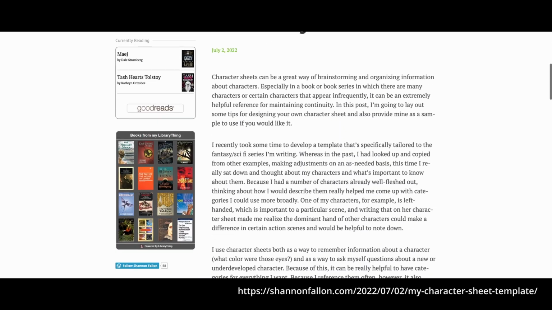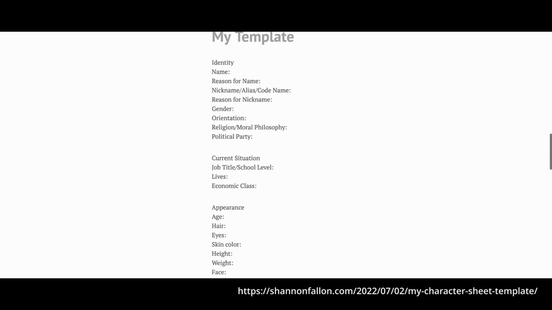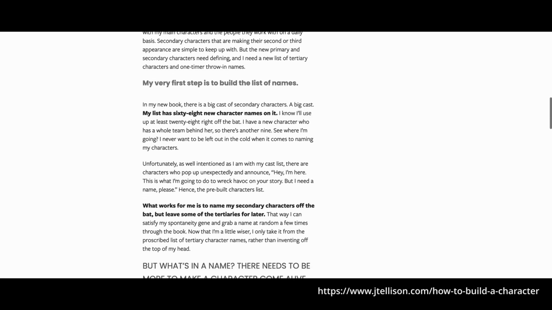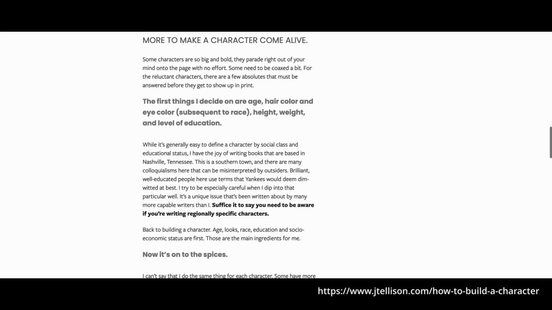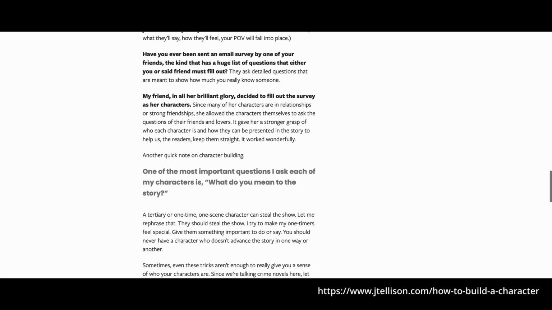And you can find others online, like here, with the character sheet that Shannon Fallon uses. It's similar. It's asking you to provide lots of background information about your character, and these are all over the place with varying levels of detail. J.T. Ellison starts with a physical description and a level of education, and then attempts to break down that character and how they should fit in the story.